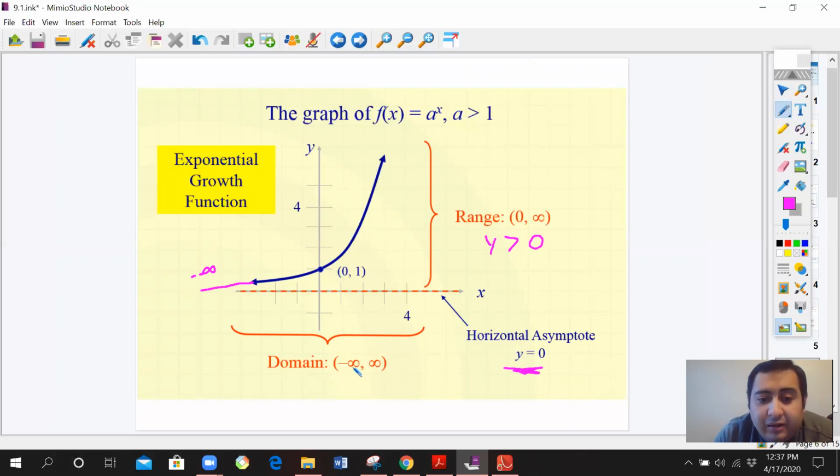Our domain is going from negative infinity to infinity. It means that your x values are all real numbers. This is the symbol for all real numbers. So just keep in mind, your range is y greater than 0 because of the asymptote at 0.